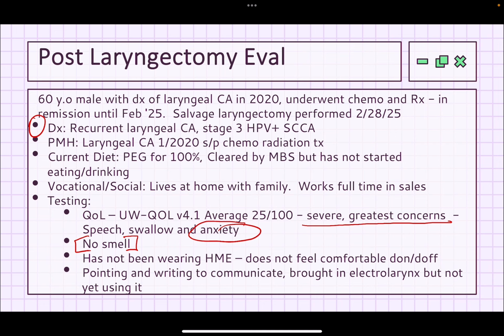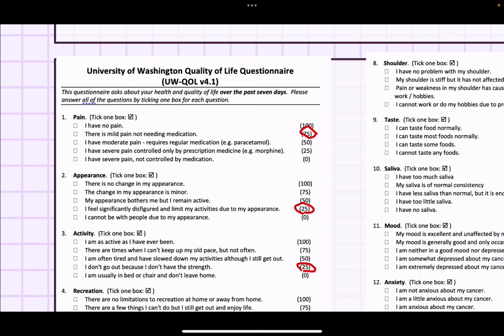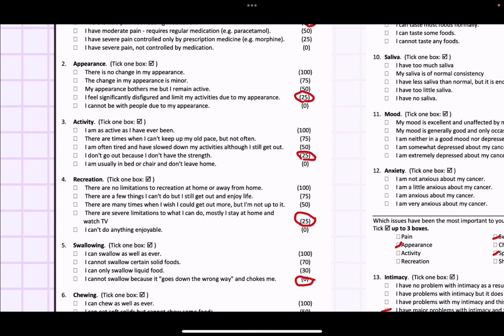So notice how this patient is not yet using it. They have it, but they're not really sure how to use it. So how is this impacting our patient's quality of life overall? What you'll see is the patient is going to circle how they're feeling.